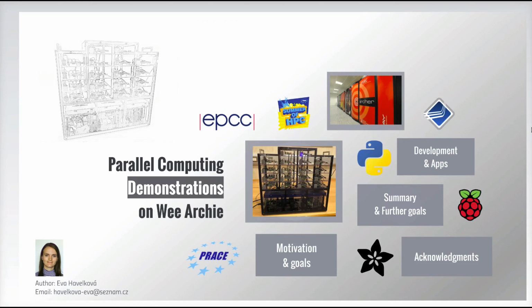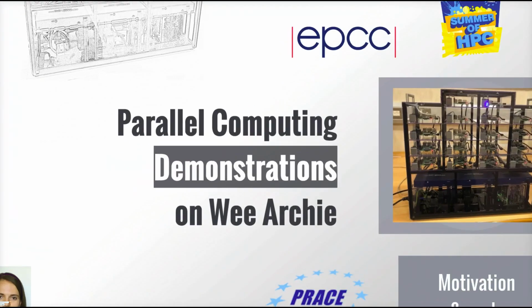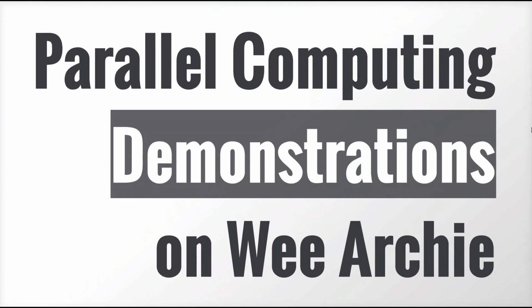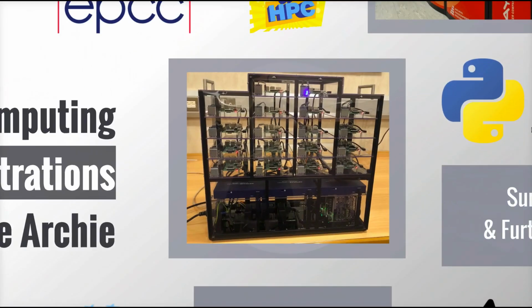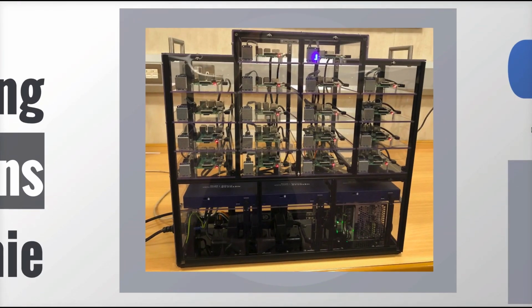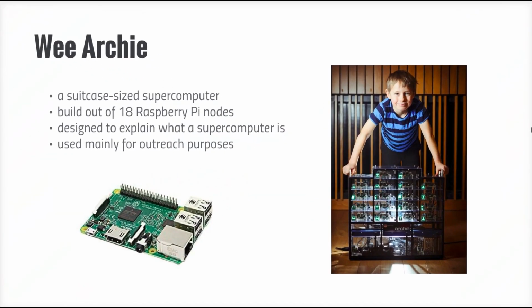Hello, my name is Eva, and in this presentation I would like to introduce my Summer of HPC project, which was focused on parallel computing demonstrations on Wee Archie. Wee Archie, which you can see in the picture now, is a suitcase-sized supercomputer that is built out of 18 Raspberry Pi nodes, and it was designed to illustrate what a supercomputer looks like and how it can be useful.